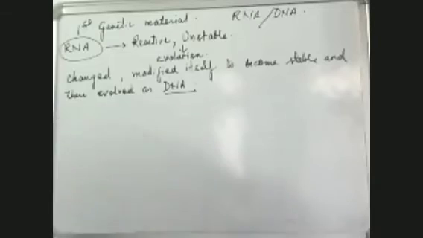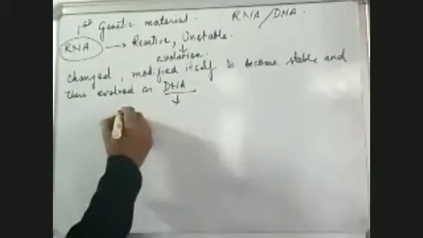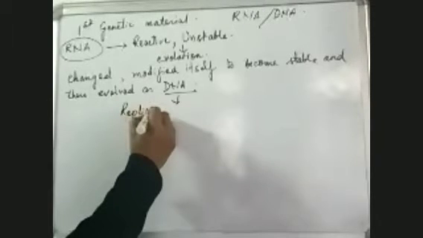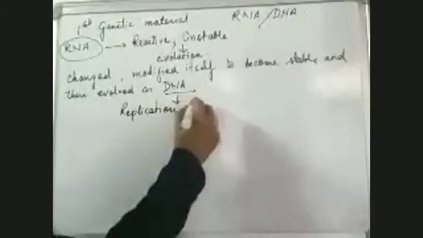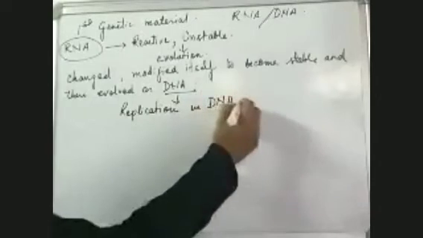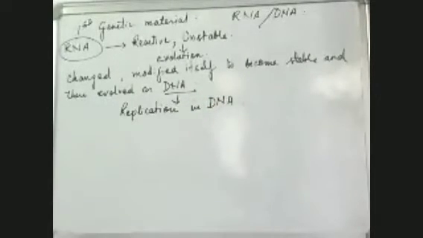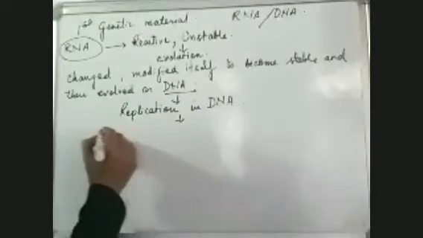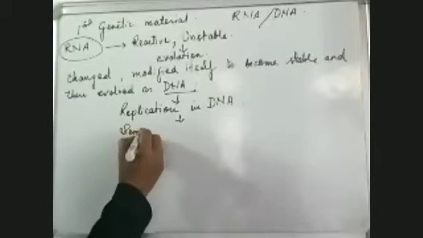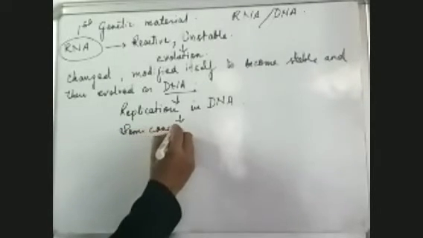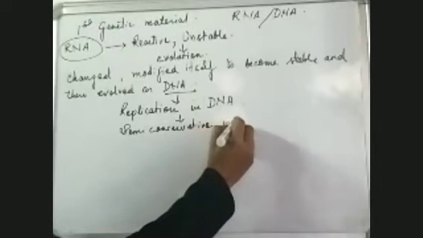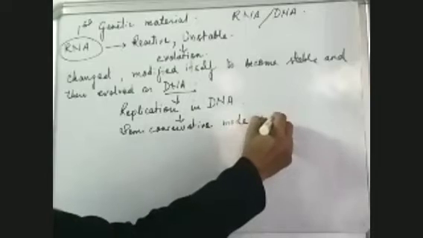Now one more very important thing which I want to tell you is replication. This DNA undergoes a very important process, known as the process of replication. Replication in DNA is a very important process to make multiple copies, or to increase in amount, or to amplify. Now this replication of DNA is considered to be a semi-conservative mode of replication.